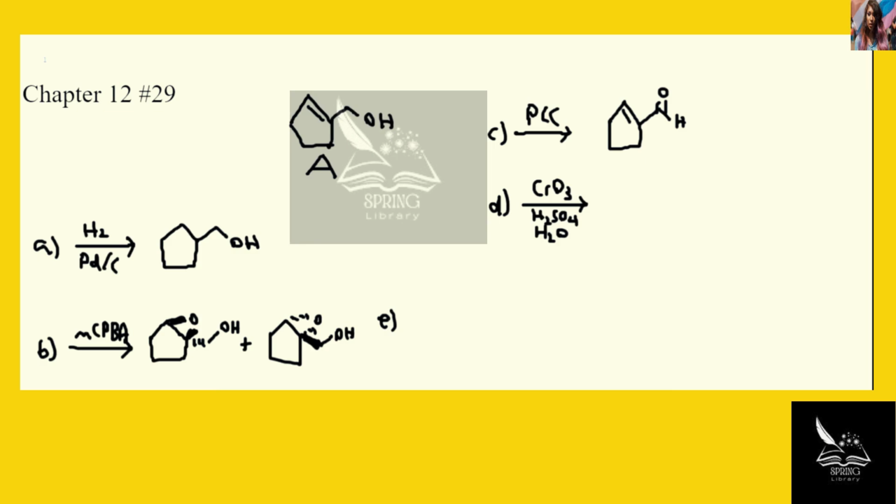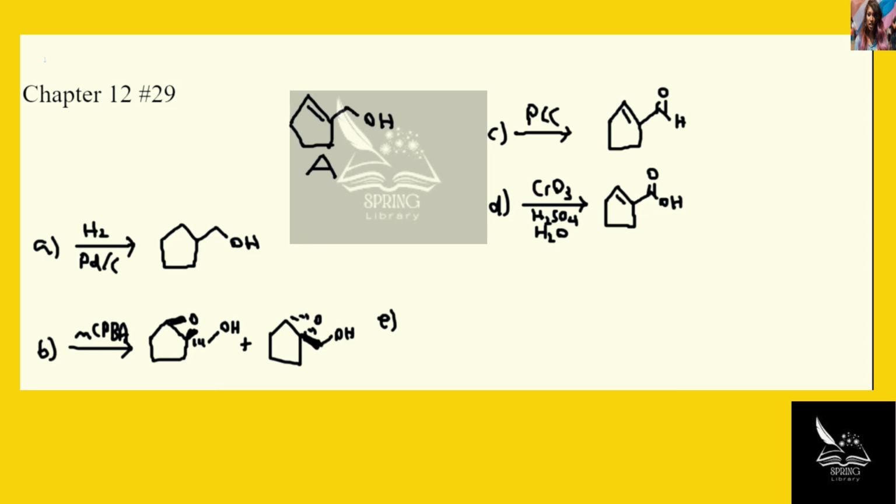So then D is going to be chromium trioxide, sulfuric acid, and water. You may hear this referred to as a Jones oxidation or oxidation using chromic acid, since that's the actual active reagent that we're going to form when we mix chromium trioxide, sulfuric acid, and water. Like I was just talking about, the usefulness of PCC is that it prevents oxidation all the way to the carboxylic acid. In this case, we're not preventing that oxidation, and so we get oxidation all the way to the carboxylic acid. And that's going to be our answer for part D.